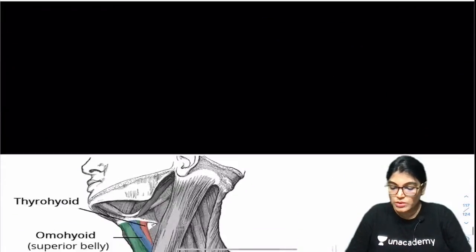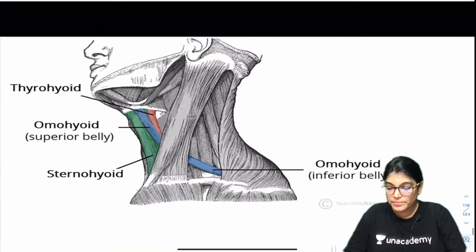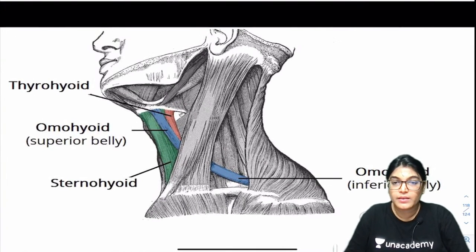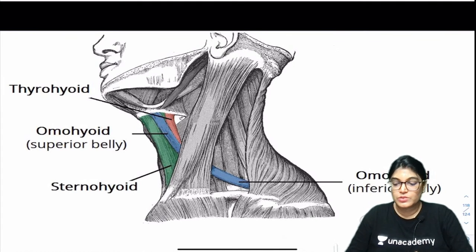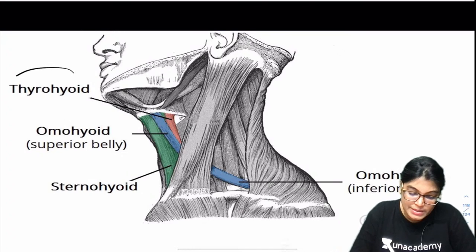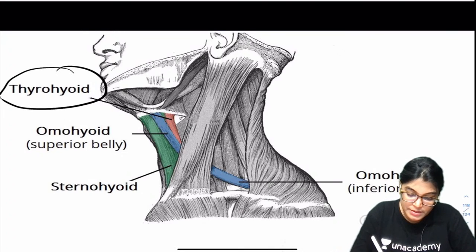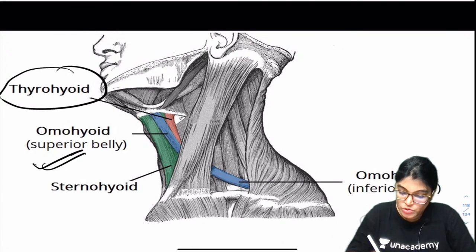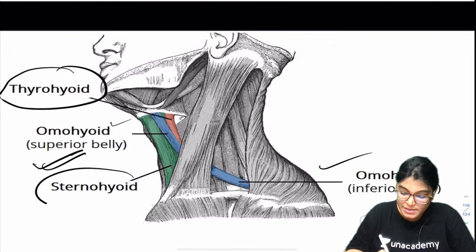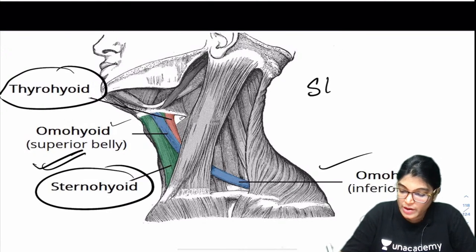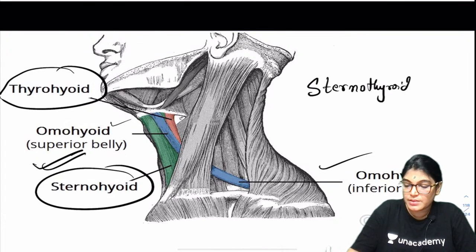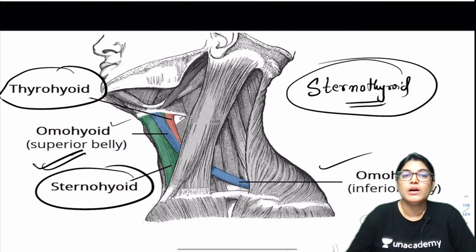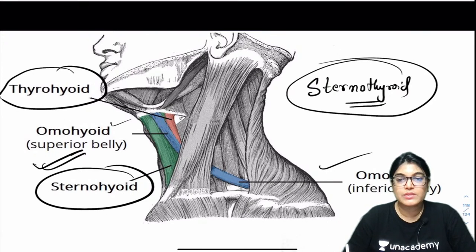I would like to show you the diagram of infrahyoid. So yes, if you see infrahyoid, it is thyrohyoid, omohyoid, both superior belly and inferior belly, and sternohyoid, also sternothyroid, which is not shown. One more is sternothyroid. This is also an infrahyoid muscle.